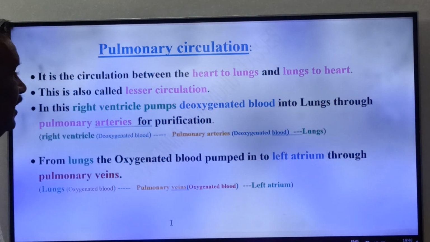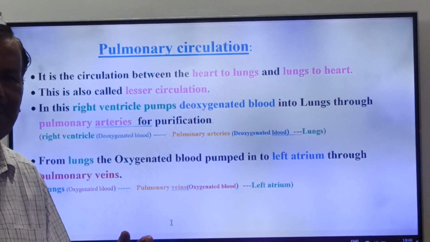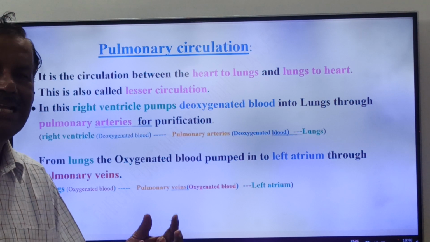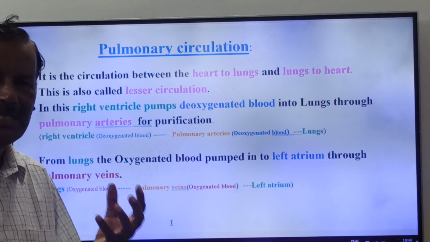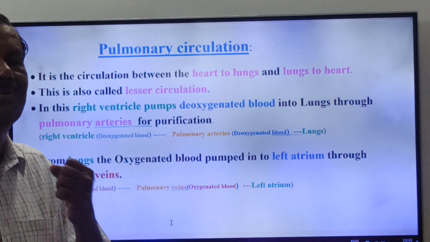This is also called lesser circulation. Why is it called lesser circulation, friends? Here the blood is pumped to the lungs. Lungs are very near to the heart. So blood is pumped to the nearer part of the heart. Because of that, it is called lesser circulation.